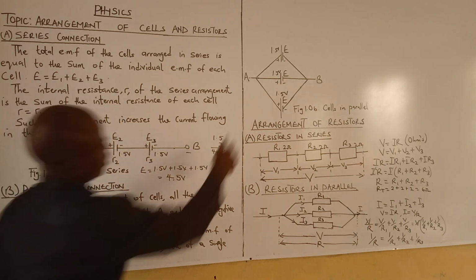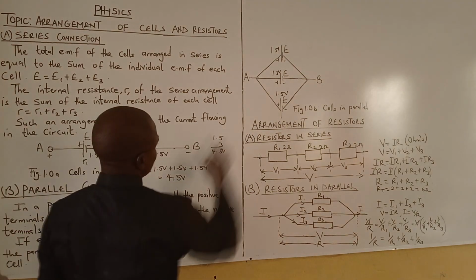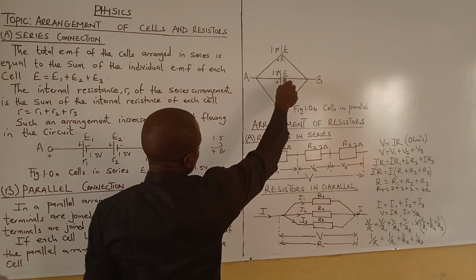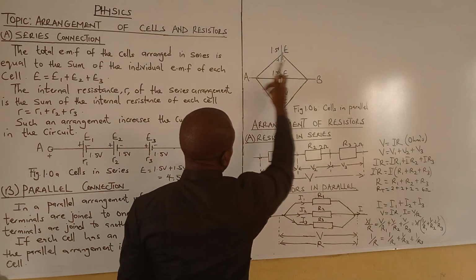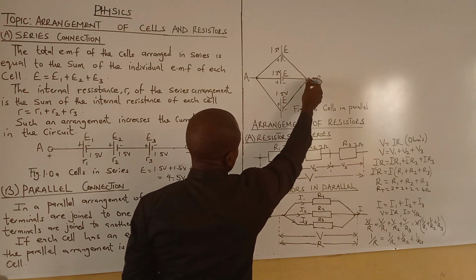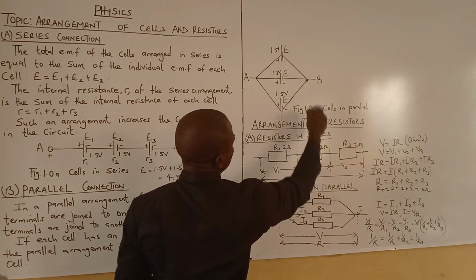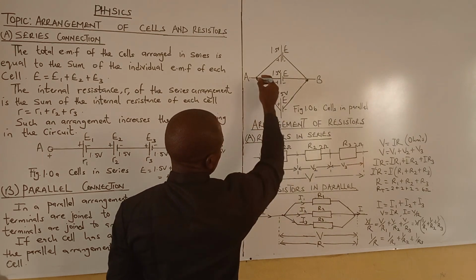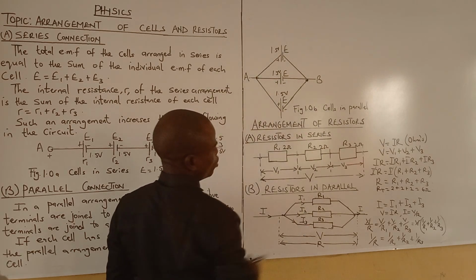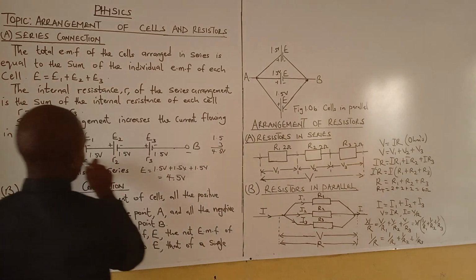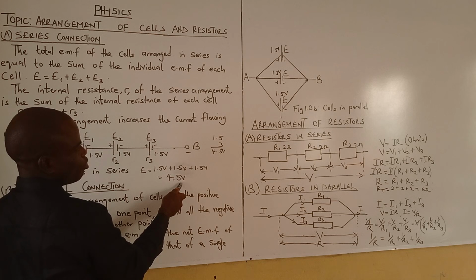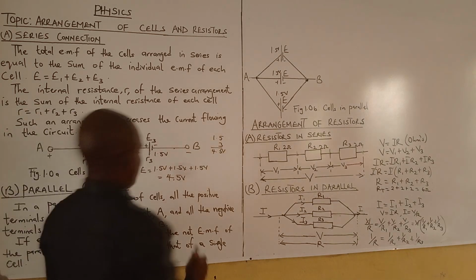Now you can see under parallel connection, all the positive terminals are connected to one point, all the negative are connected to one point. Because of that, they have equal output. What is coming out now will be 1.5 volts, because they are connected in parallel. But in series, it will be added together to give us 4.5 volts.